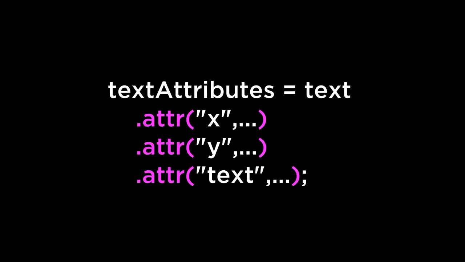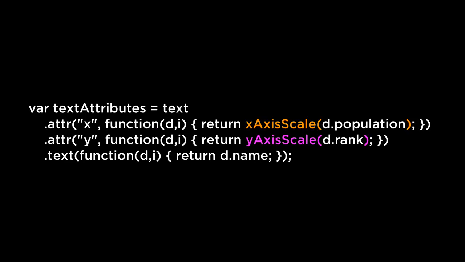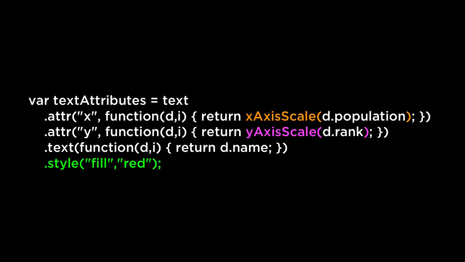Just like the circle attributes, we have to define the x and y coordinates of where the text will live. Also, we have to define the text that goes into the text element. The x and y coordinates will be pulled out of the JSON object that was bound to the text element. The text attributes will be the x and y coordinates and the text. The x coordinate is the scaled population. The y coordinate is the scaled rank. The actual text of the SVG text element is the name of the city. We add a red color to the text so that it will be different from the black dots. And with that, we have all the information necessary to create the data visualization.